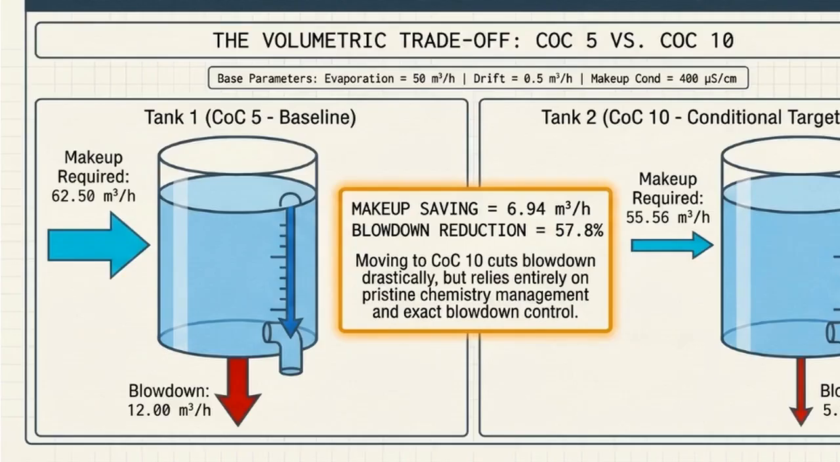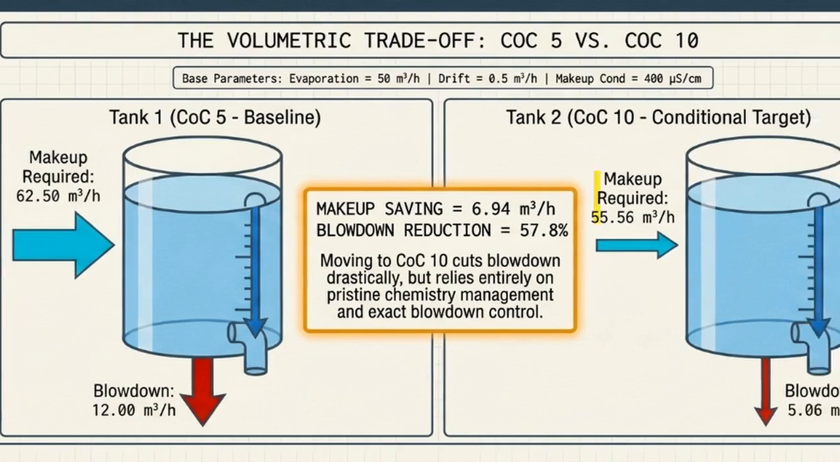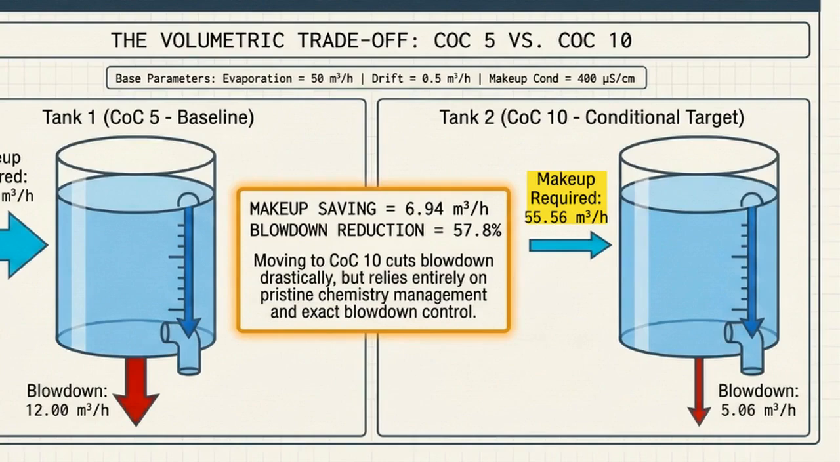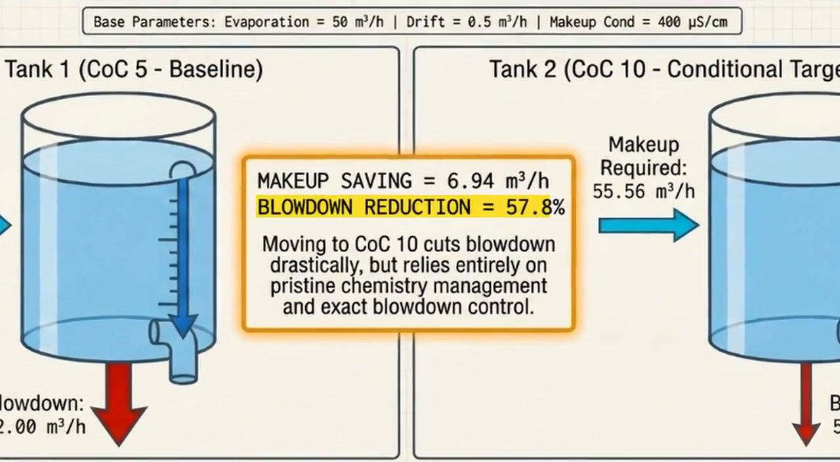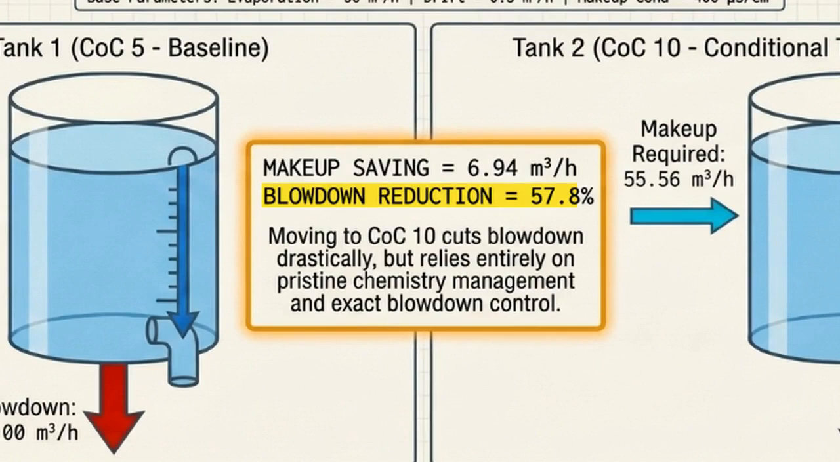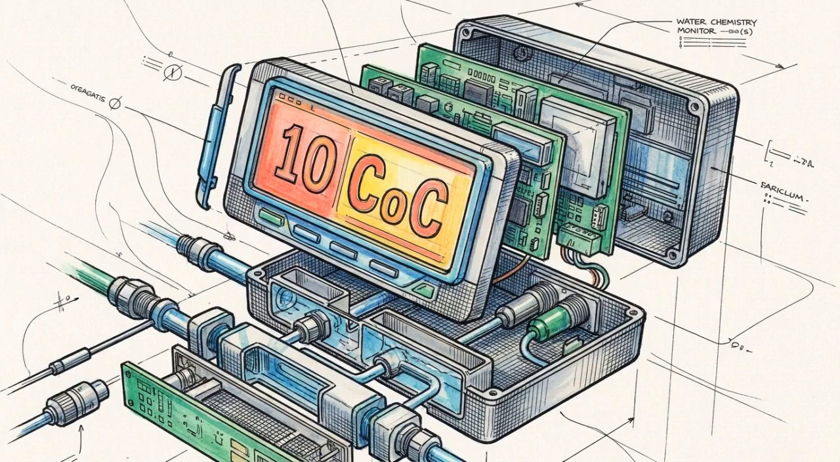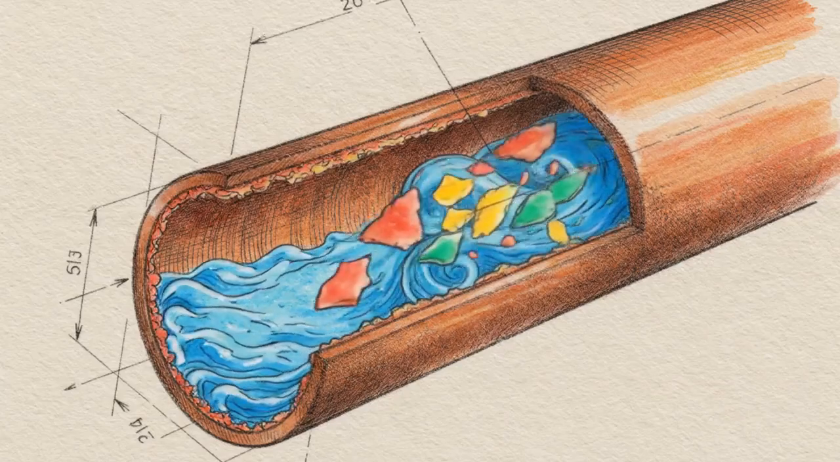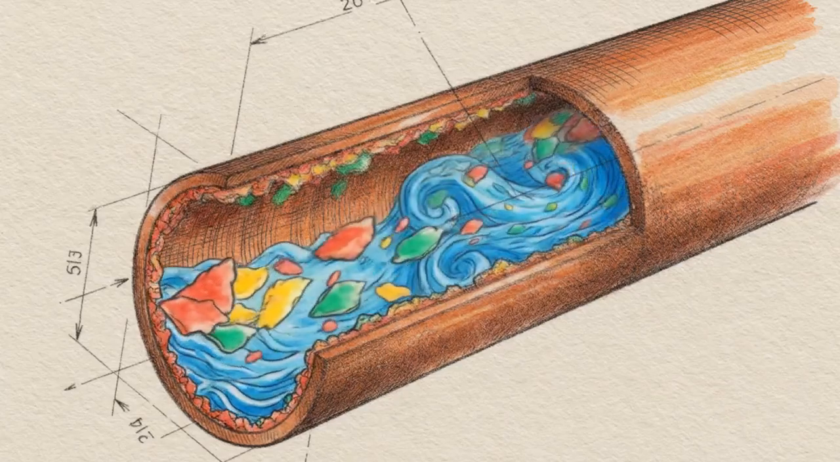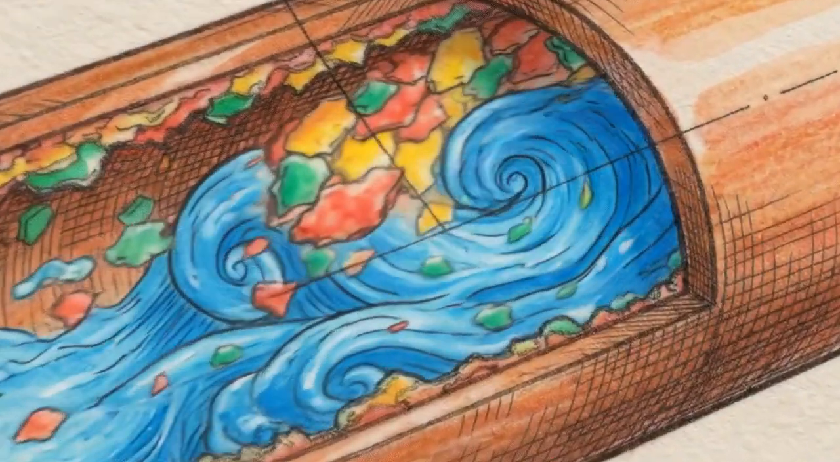This illustrates the volumetric trade-off of evaporative cooling. Pushing a system from 5 cycles of concentration to a target of 10 COC drops required makeup water significantly. Moving to 10 COC cuts blowdown waste by 58%, drastically reducing overall water consumption. However, operating at 10 COC pushes the circulating water chemistry to its physical limit. Go any higher, and dissolved minerals will precipitate out of the water, forming solid rock directly onto the internal chiller tubes.